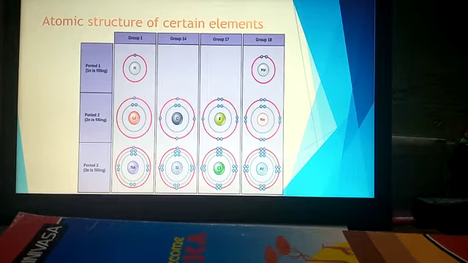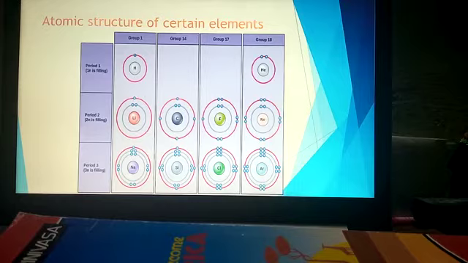Then in the third period we have sodium. The atomic number of sodium is 11. So 2 in the first shell, 8 in the second shell and 1 in the third shell. Then comes silicon. Silicon has 2 electrons in the first shell, then 8 electrons in the second shell, and then 1, 2, 3 and 4 electrons in the third shell.